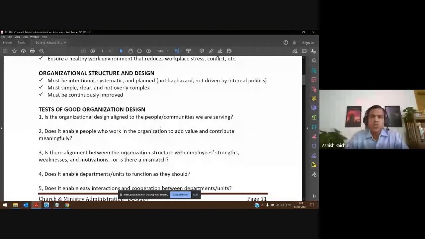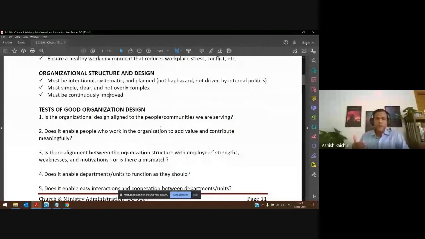Example. So suppose the church is serving people who are from the villages, then you don't need some complicated area of ministry on something that the people are not involved in. For example, I'm just thinking, we're going to have a ministry or part of our organization structure that is going to be a call center for these people.